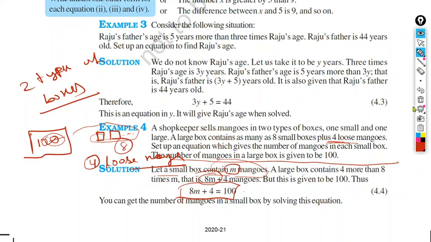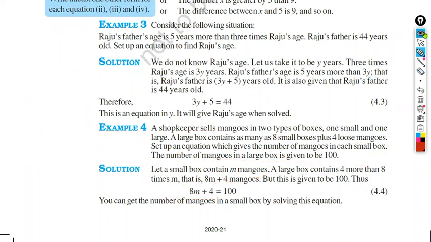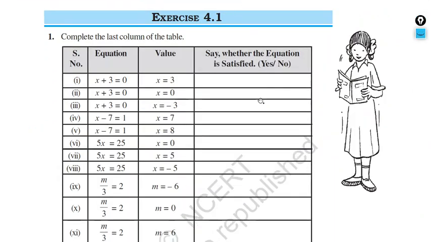So now we will move to exercise 4.1. So let's start exercise 4.1. In exercise 4.1 you can see: complete the last column of the table.